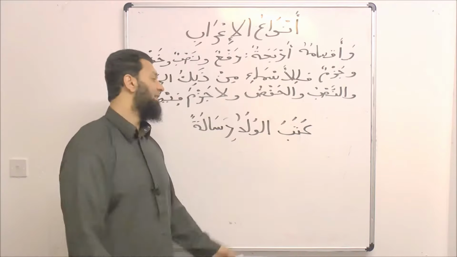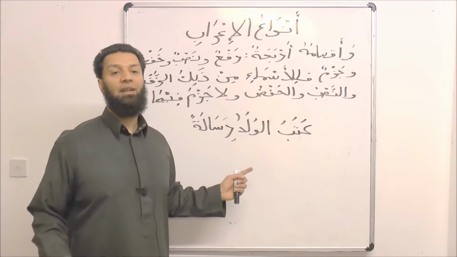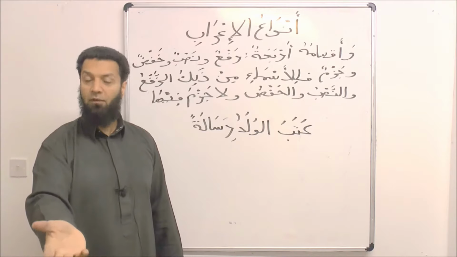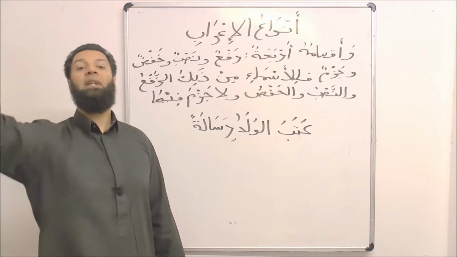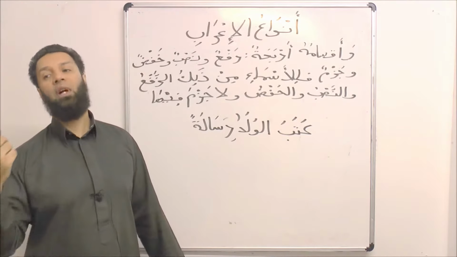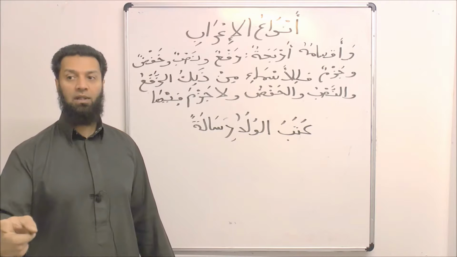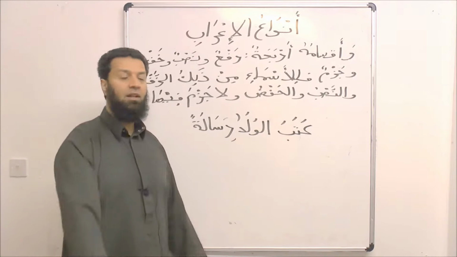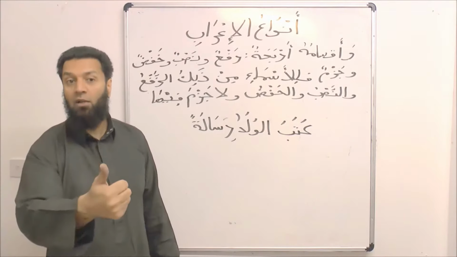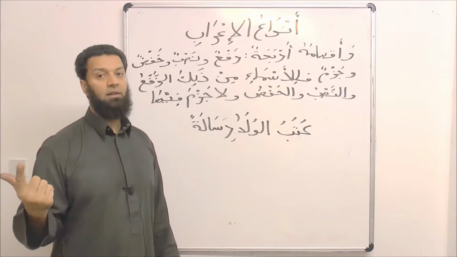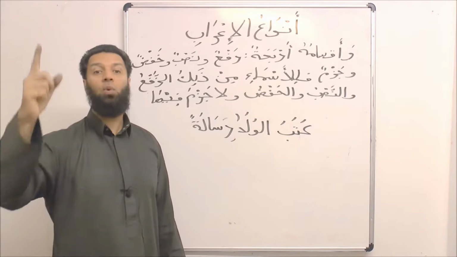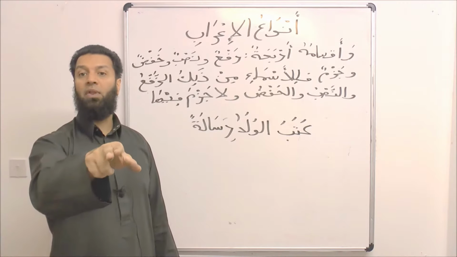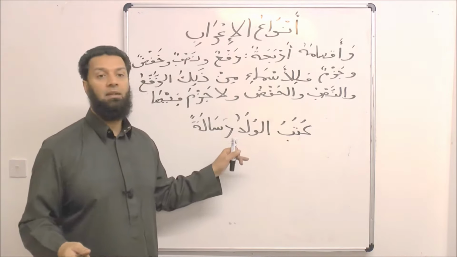So, start again. It is fa'ilun. Because therefore it's mu'rabun, we can say it is marfu'un. Wa'alamatu raf'ihi. Ad-dammatu az-zahiratu ala akhirihi. Right? We can say that, can't we? You understand where you're mistaken there, Muhammad, right? Here we say al-waladu fa'ilun marfu'un. It is marfu'un, right? Wa'alamatu raf'ihi ad-dammatu az-zahiratu ala akhirihi. Right?